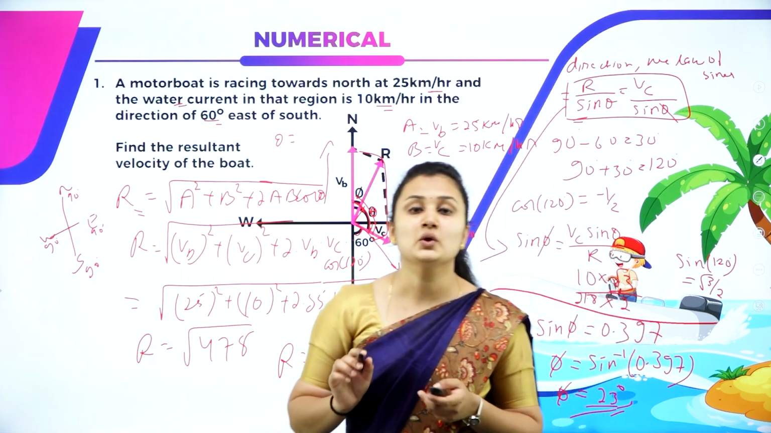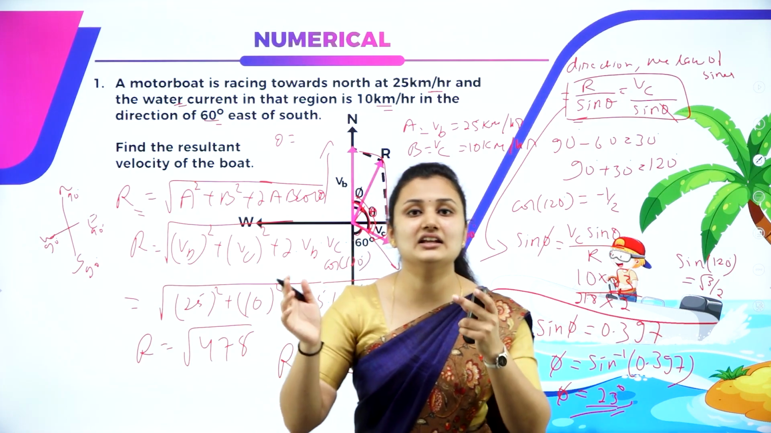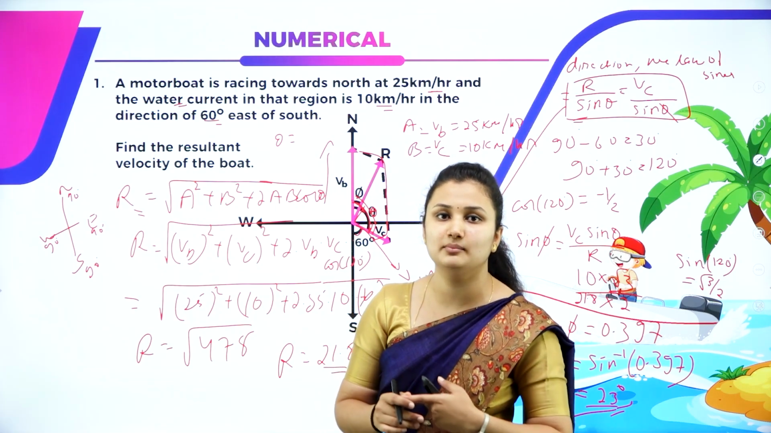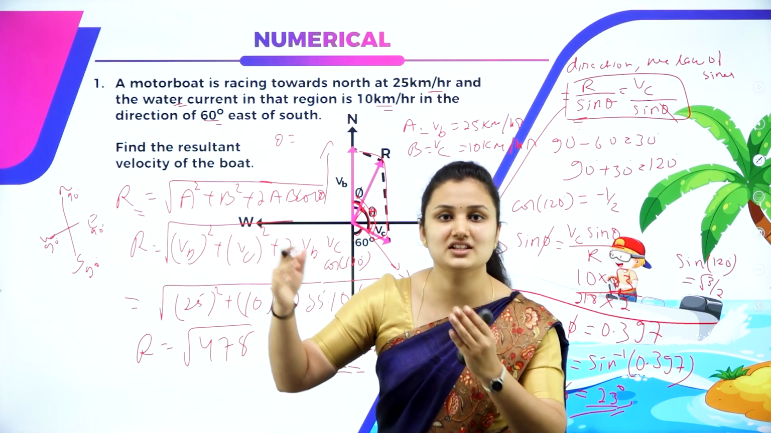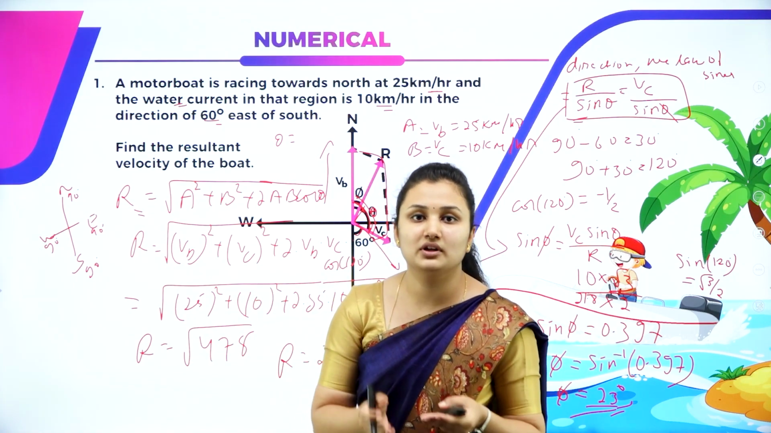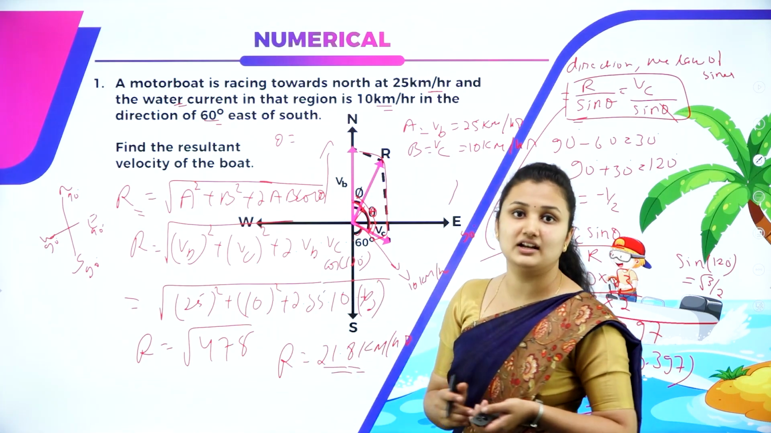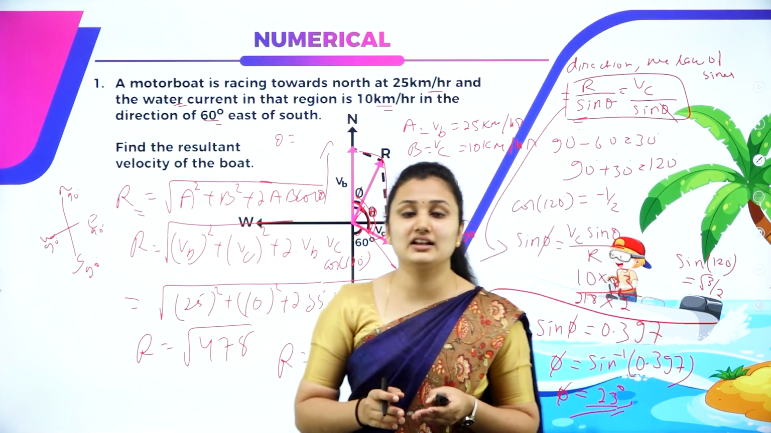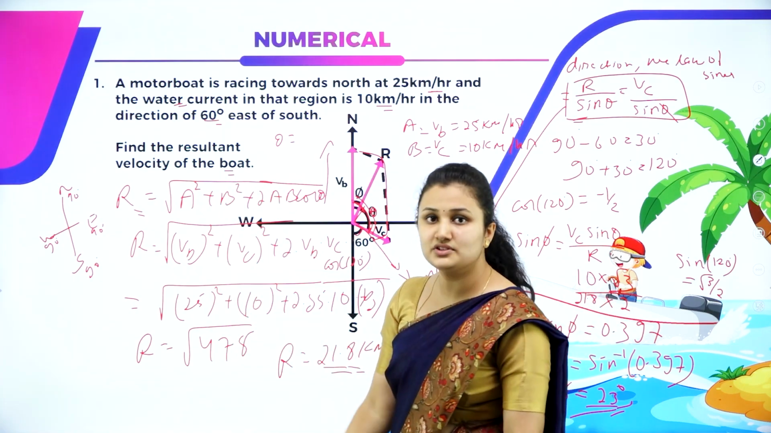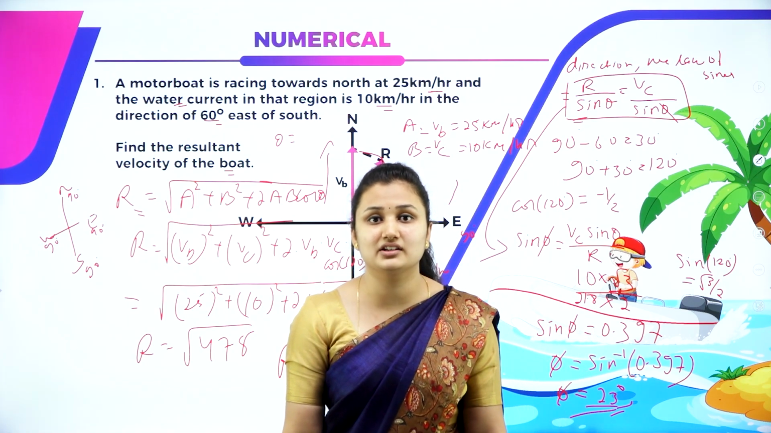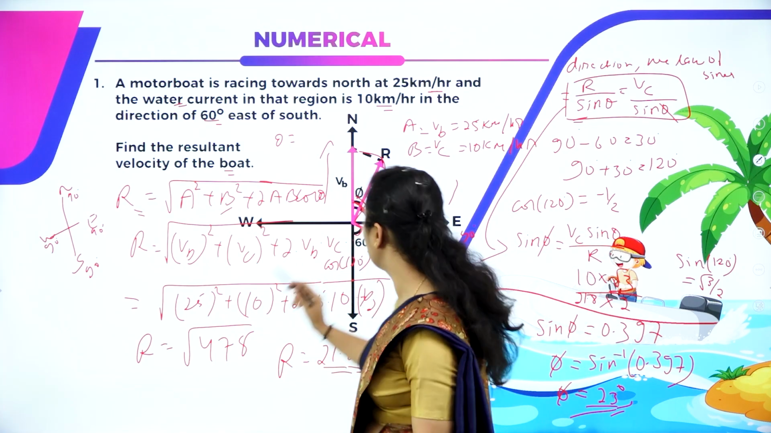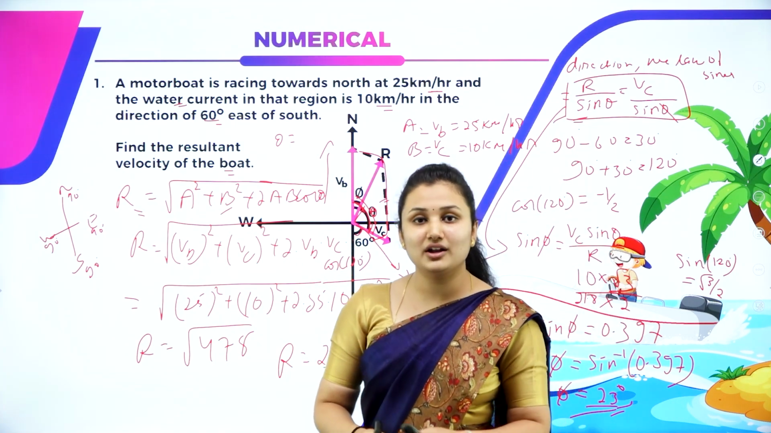After unit vector, we studied the vector addition analytical method. In 1D, we studied the graphical method. In 2D, we are studying the analytical method. We are resolving vector A into its components, and vector B into its components. We are taking the XY plane and doing the vector addition. Then we studied a numerical on how we calculate the resultant velocity of a moving boat, using the parallelogram, how we find out magnitude and how we find out direction. So that's all about today's session.